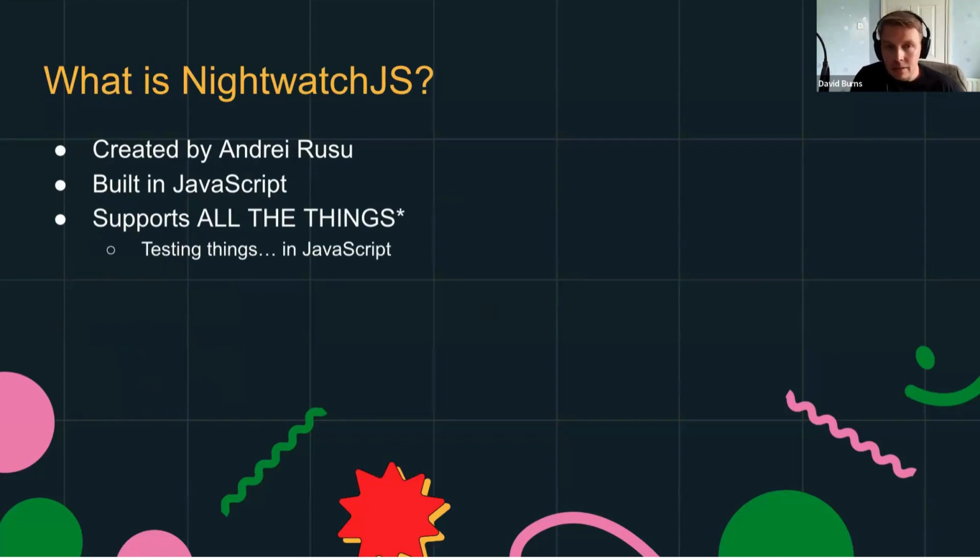So what is Nightwatch.js? It's a project that was created by Andre Rousseau about, I've got to do my maths, I think about 9 years ago. It's built in JavaScript. It is a testing framework in the sense of it's a batteries included testing framework. And by batteries included, it means that for the most part, all you need to do is an npm install, and you should be able to start running your tests as quickly as possible.